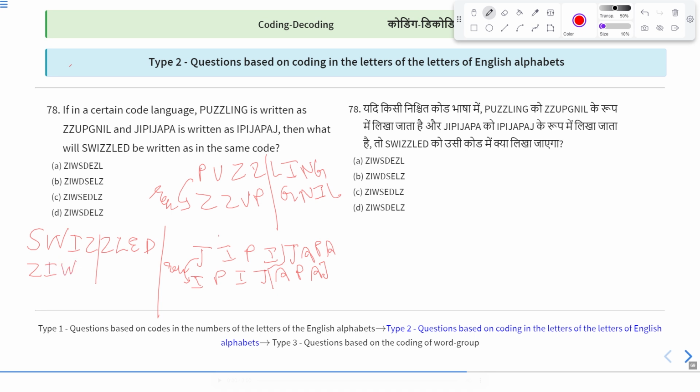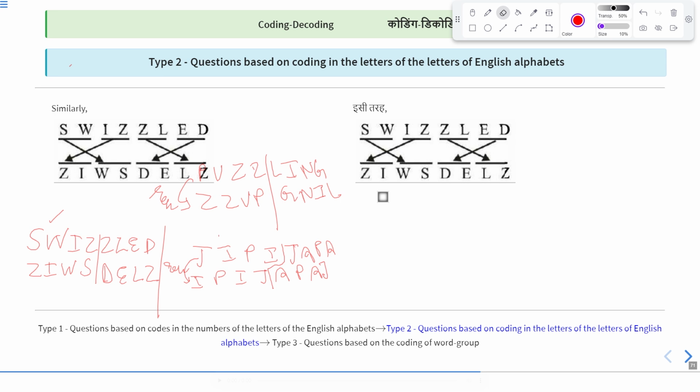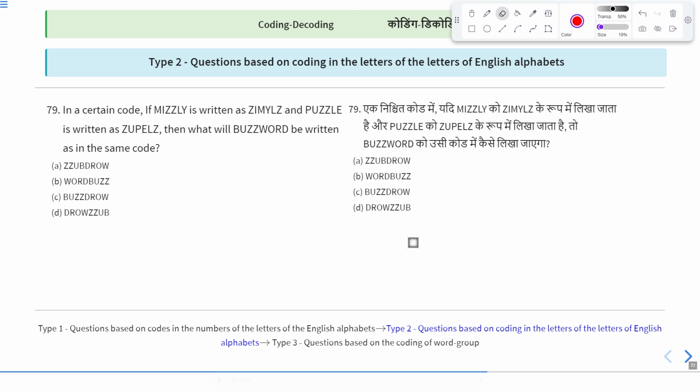Z, I, W, S, T, E, L, Z. This is reverse. D is the answer. That's our answer. Divide the words in half. Switch the letters.